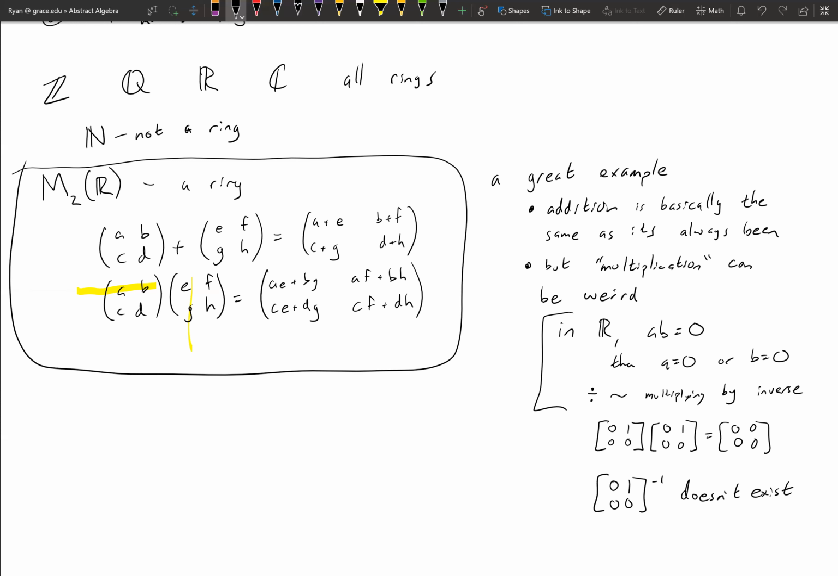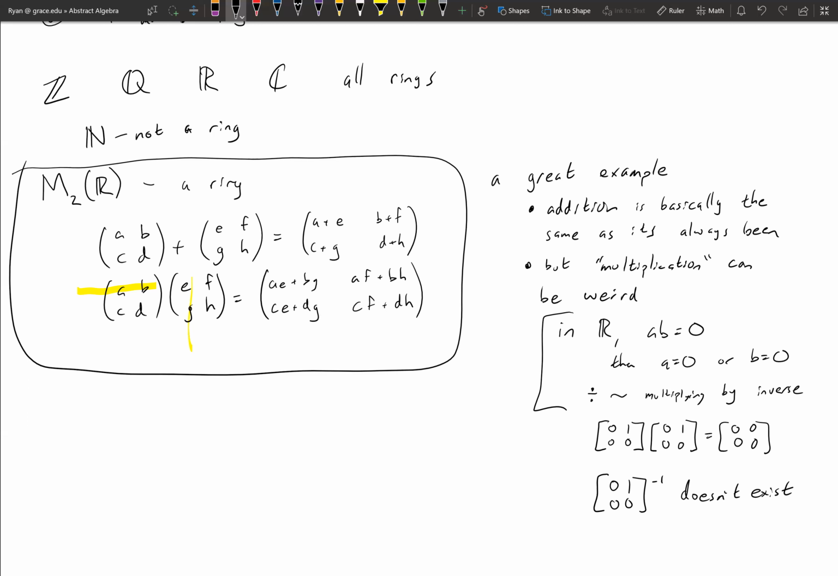Okay? So that makes it a better example to have in your head when you're trying to do a proof about rings or something like that. Like, would I be able to do this with 2 by 2 matrices? No. Then it's probably not something I'm allowed to do with rings. Okay?